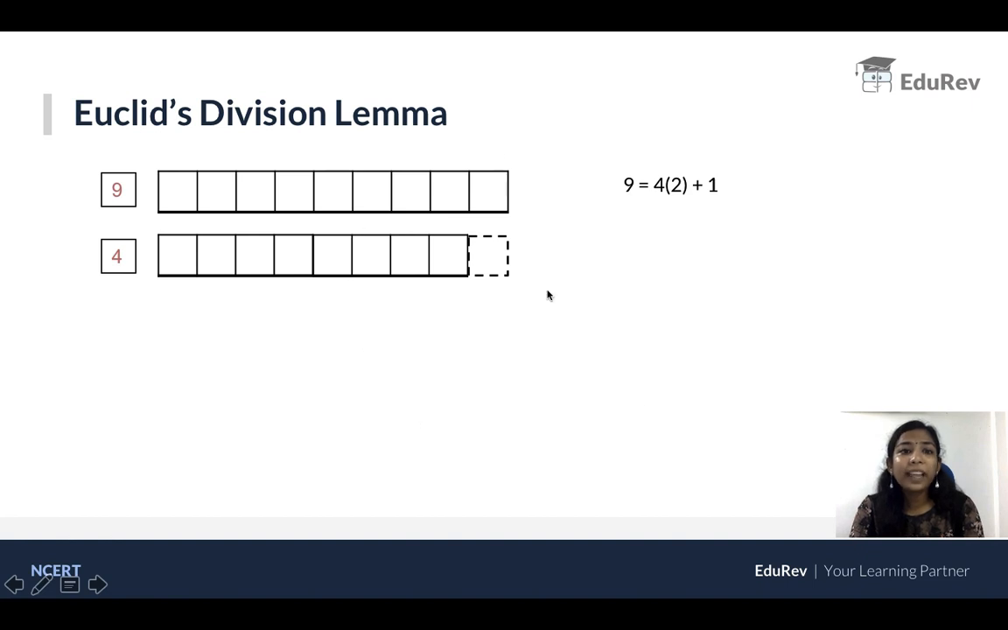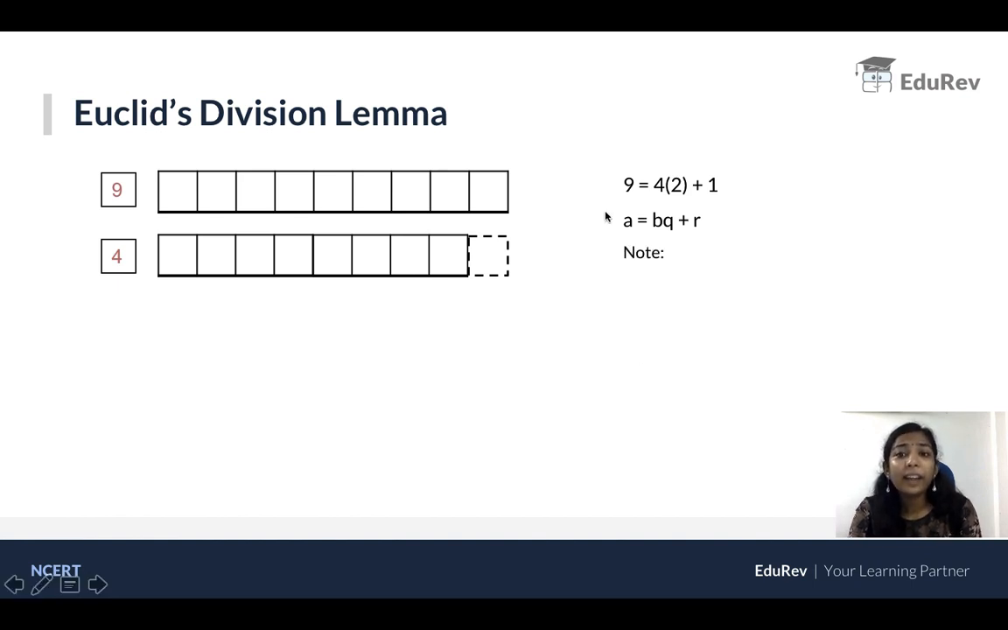So how could I put the same thing? I can write it simply as 9 is equal to 4 into 2 plus 1, right? 9 is the larger block that I have taken, 4 is the smaller block, 2 is the number of 4-unit blocks I have used, and 1 is the number of places left unmapped. Now I am replacing the terms 9, 4, 2 and 1 with A, B, Q and R. So I can write that simply as A is equal to BQ plus R.